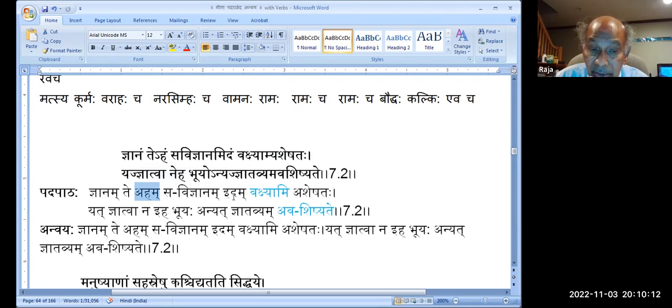Sa vignanam idam vakshyami asheshataha. Vakshyami asheshataha: without any shesha, without any remainder. Yat gnatva, this is a consonant sandhi you don't know. Yat gnatva neha na iha. This is a guna sandhi. Neha bhuyaha. Again there is an avagraha here. Anyat gnatavyam avasishyate.